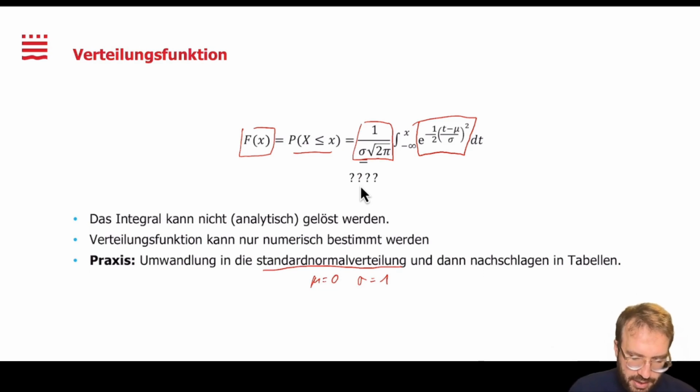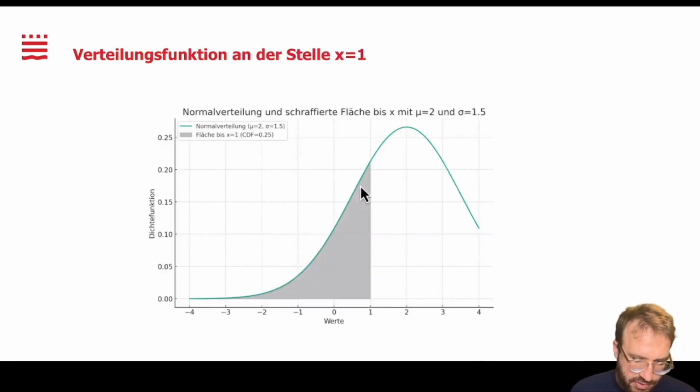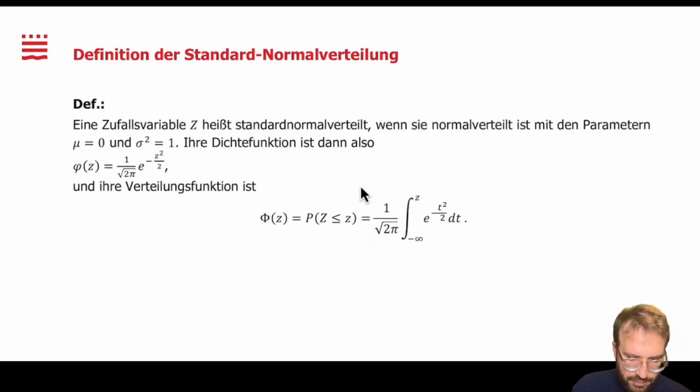Let's take another look at it graphically. So if you want the distribution function at the point x equals 1, then, as you already know, it's the area up to that point, which is 1. Even though we can't calculate it, there is still, as I said, this trick that allows us to convert it into the standard normal distribution. So let's define this briefly. It gets a special name, the standard normal distribution.